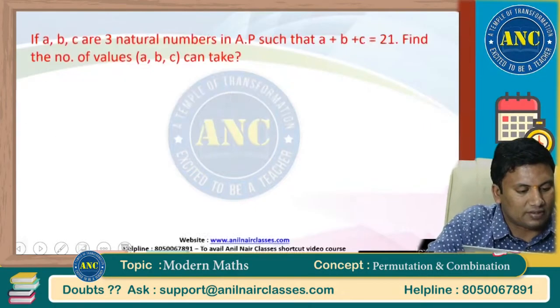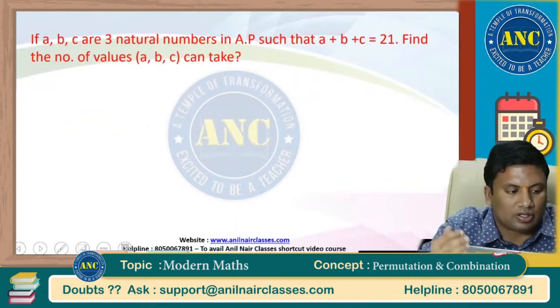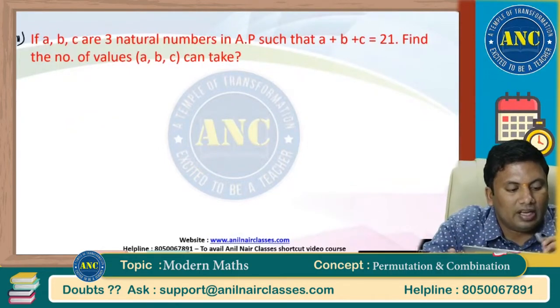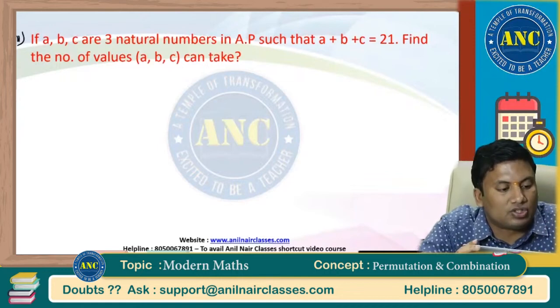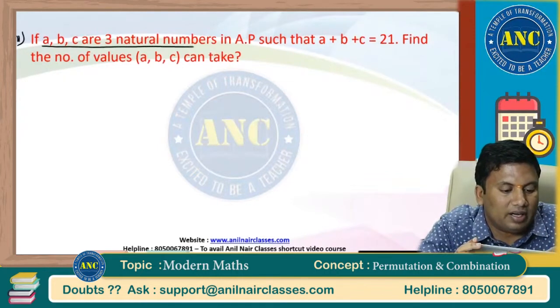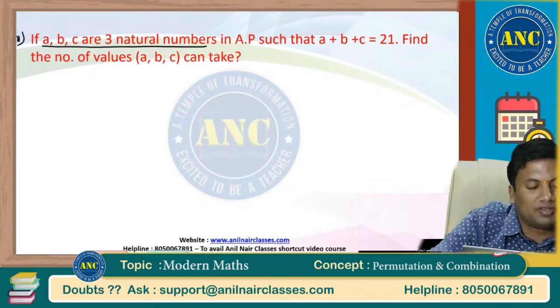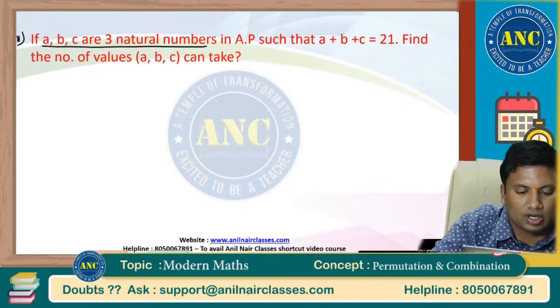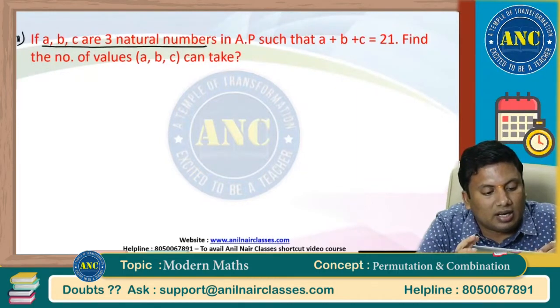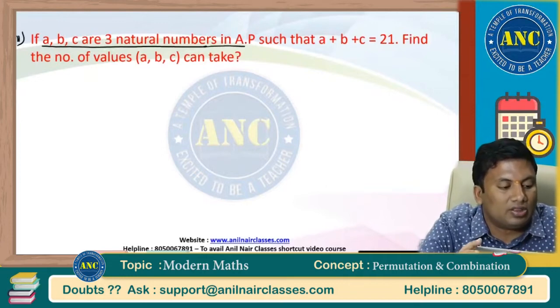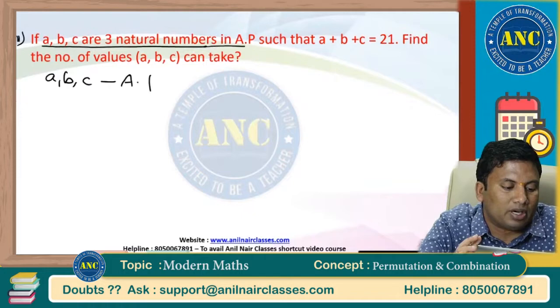Get into the class. First question, question number 1. If A, B, C are three natural numbers, there are three variables which are given. The domain of the variables is all natural numbers, and these variables are in arithmetic progression. A, B, C are in arithmetic progression.